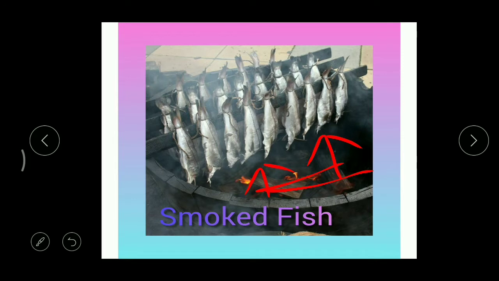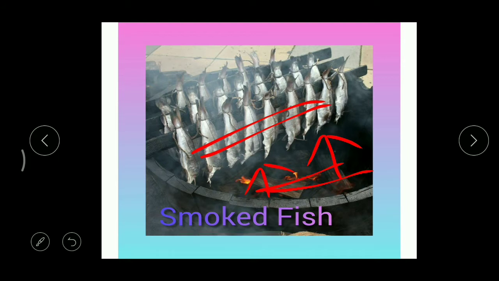So because of the temperature present in that smoke, the water present in this meat or fish is eliminated, removed. So that fish can be stored for a long time. What do you call this kind of fish? This can be called a smoked food or a smoked fish. Got it, children?